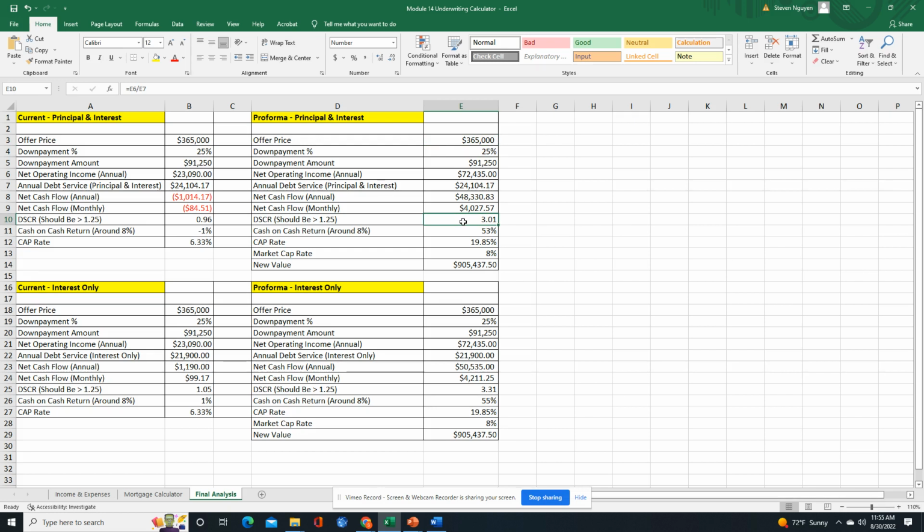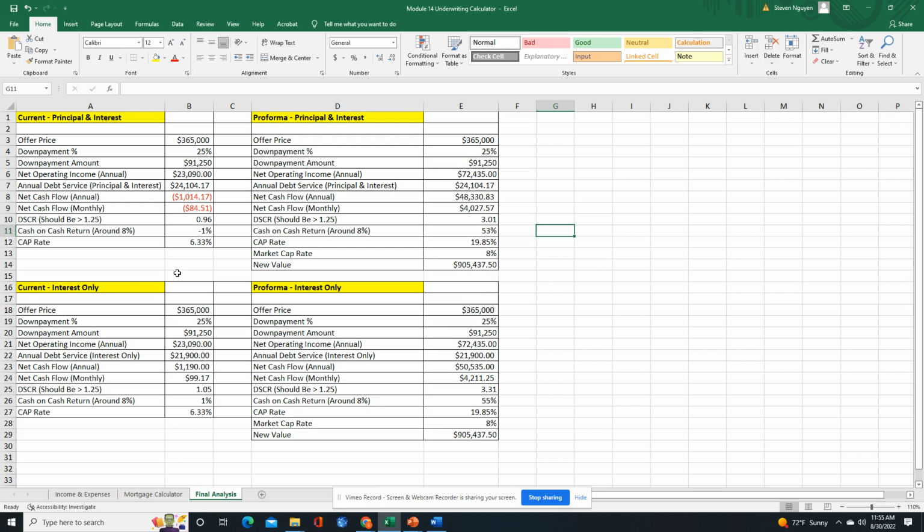Obviously, if you're doing your value add plan, the cash flow is increased on an annual basis. You're getting $4,000 a month. Your debt service coverage ratio is 3 now, so it's way above that 1.25. Cash on cash return is 53%. Your cap rate is 20%. The market cap rate is 8%, and you can calculate your new value, right? You just take your new NOI divided by your market cap rate. So I bought this for $360,000, and now it's worth $900,000, right?